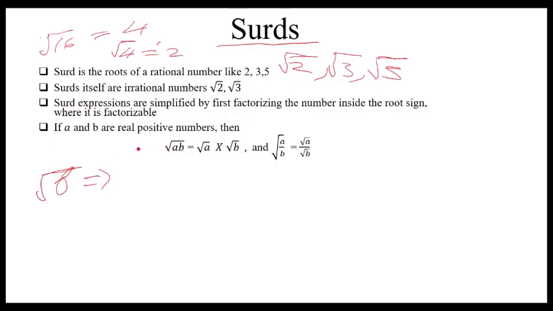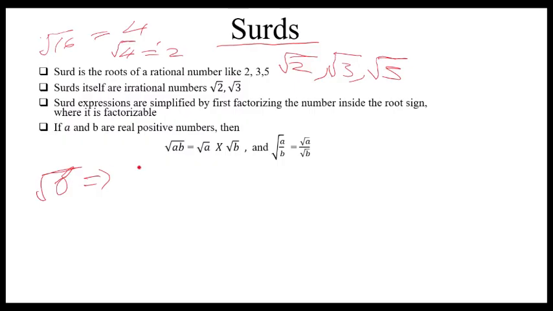From here, if A and B are real positive numbers, then the square root of A times B is the same thing as the root of A times the root of B. Or if you have it in this form, square root of A over B, it is the same thing as square root of A over square root of B. Do you understand? So let's take square root of 8 as an example.